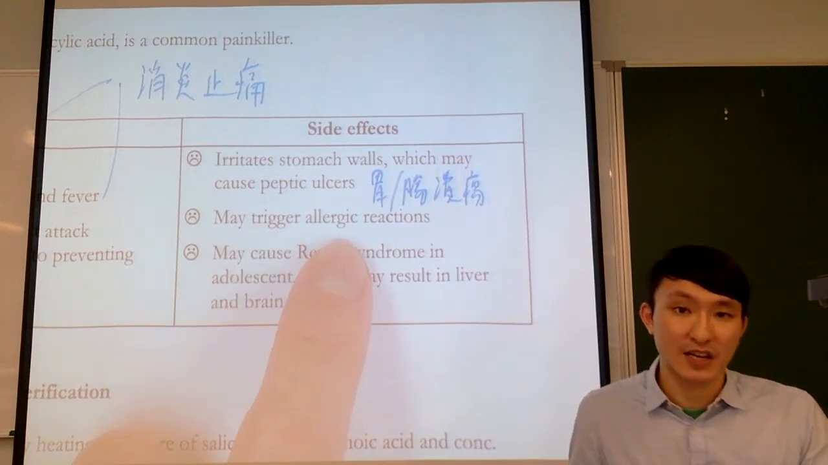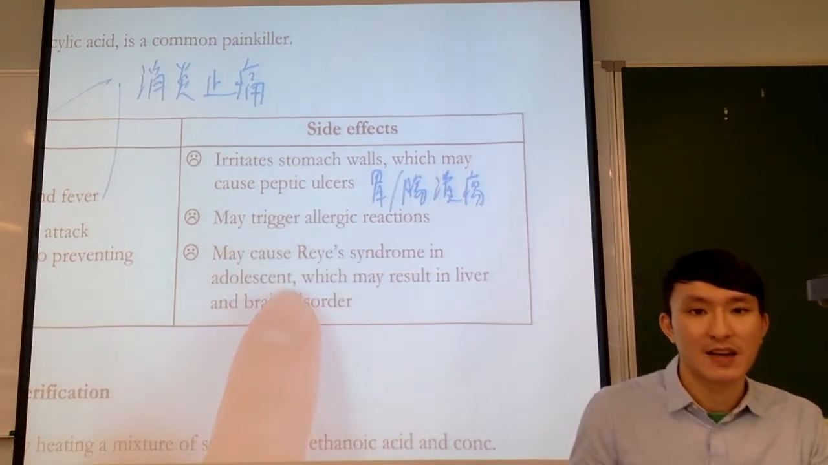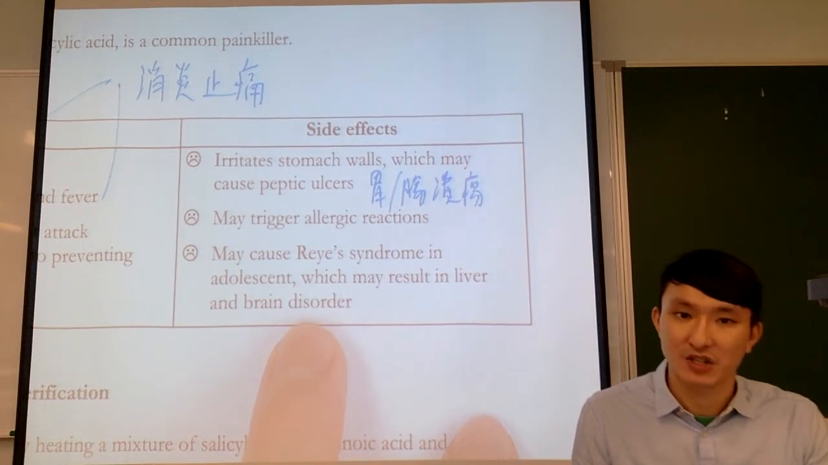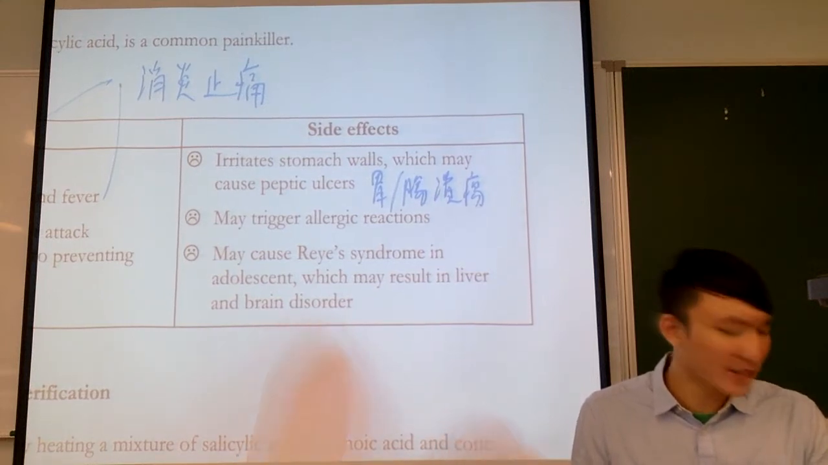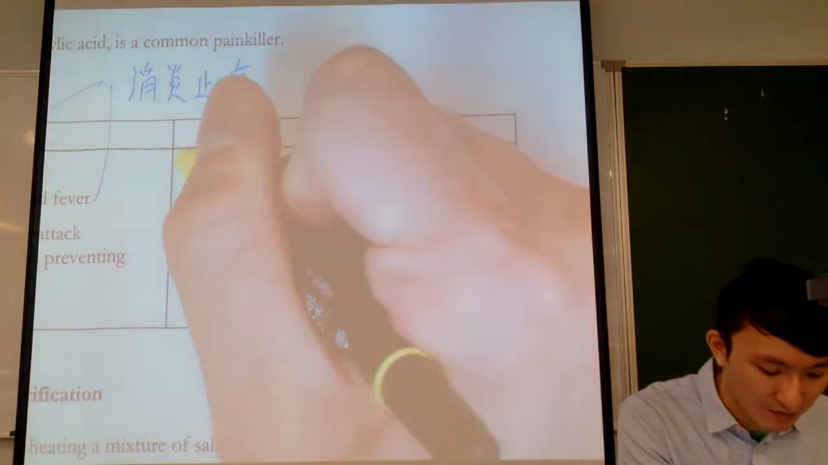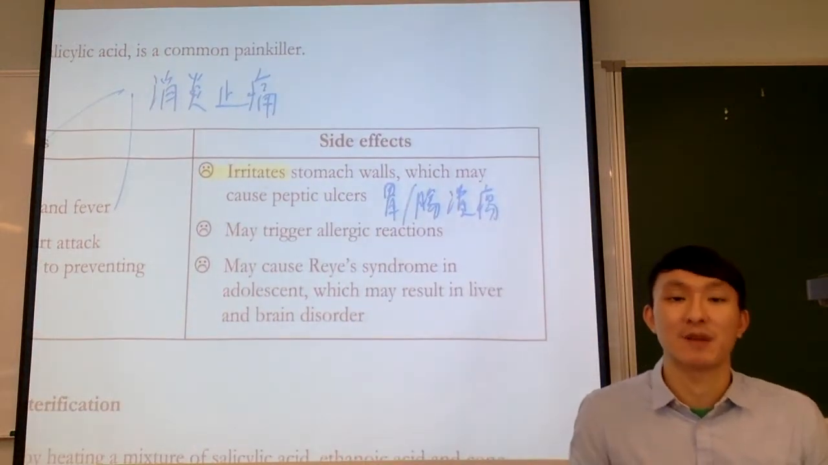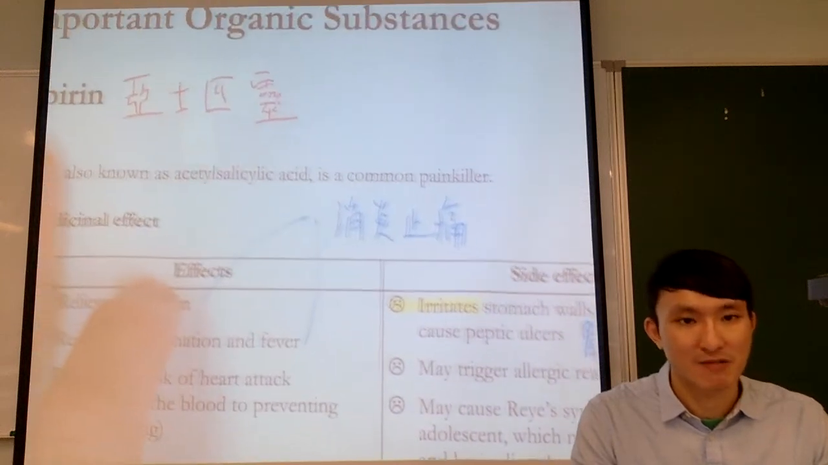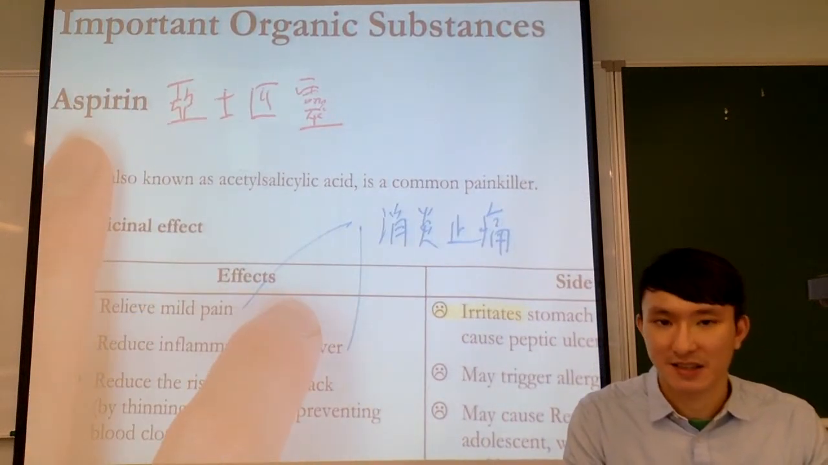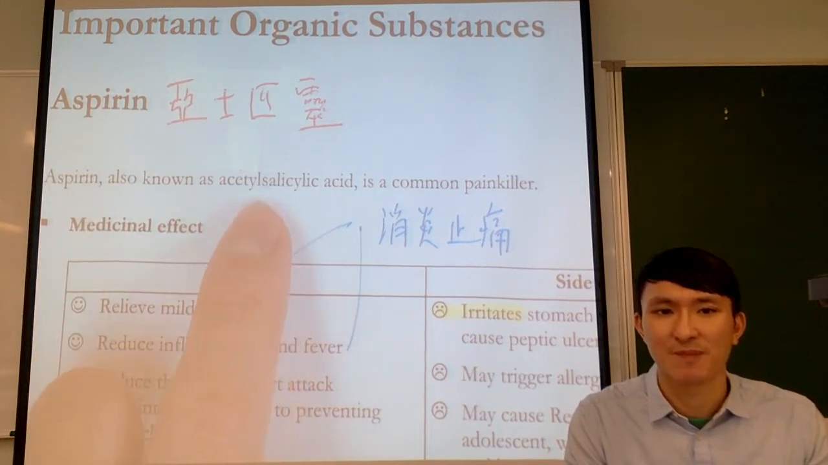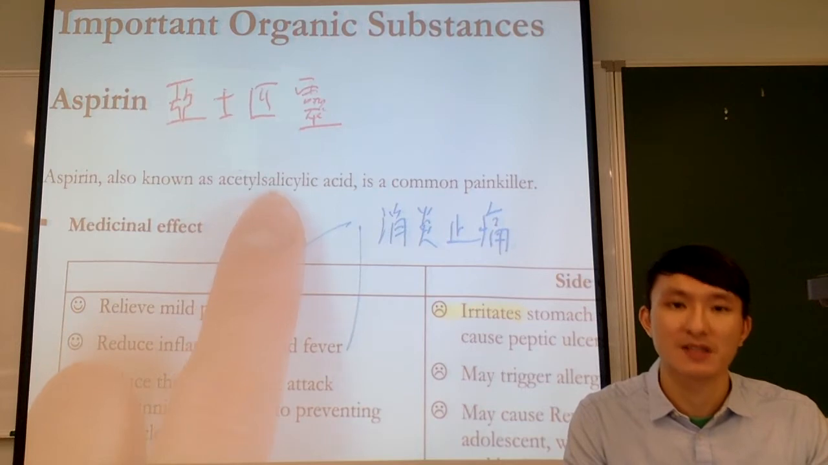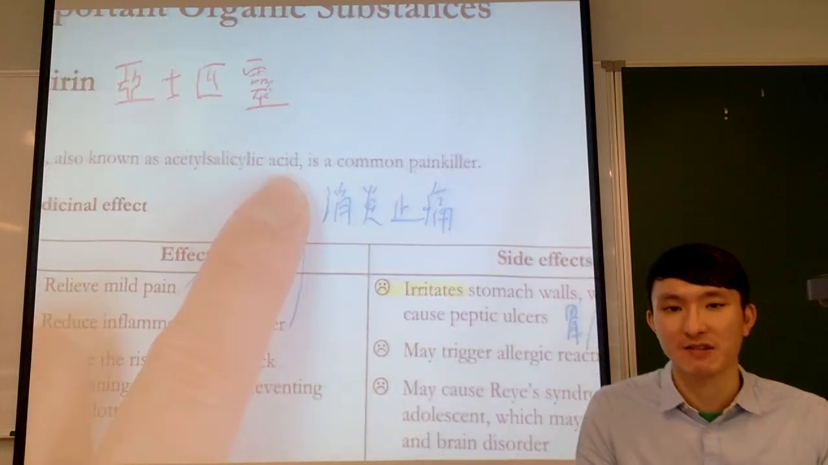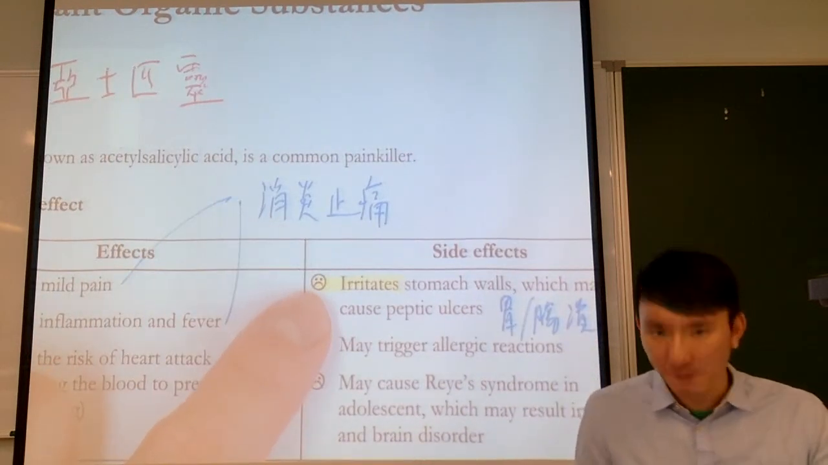Now, it may also trigger an allergic effect, so some people may be allergic to aspirin, and this one is quite trivial. It may cause some problems in teenagers, okay? Now, actually the major side effect is this one, that it irritates the stomach walls. The reason why it irritates the stomach walls is because aspirin, this compound, is slightly acidic. You can tell by its name. The chemical name of aspirin is acetyl salicylic acid, right? So you can tell it is actually a carboxylic acid. So that's why it will irritate and damage the stomach wall, okay?